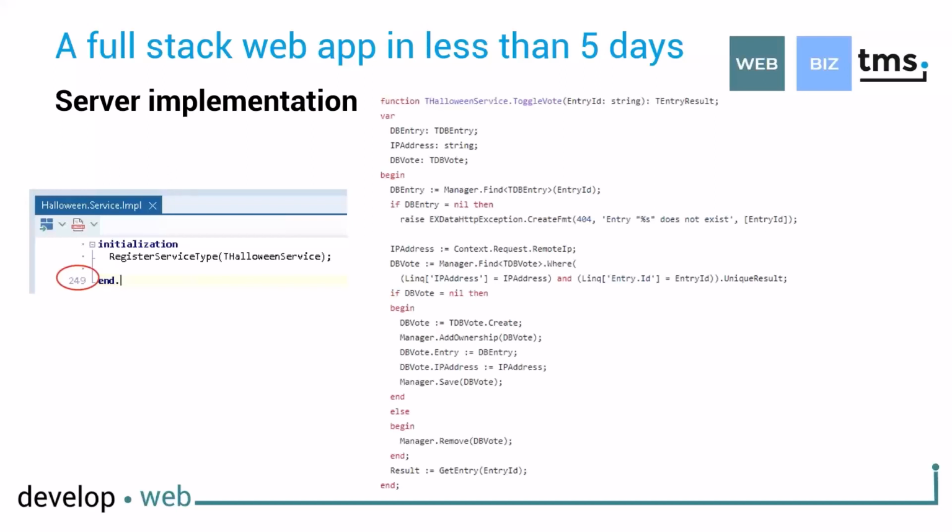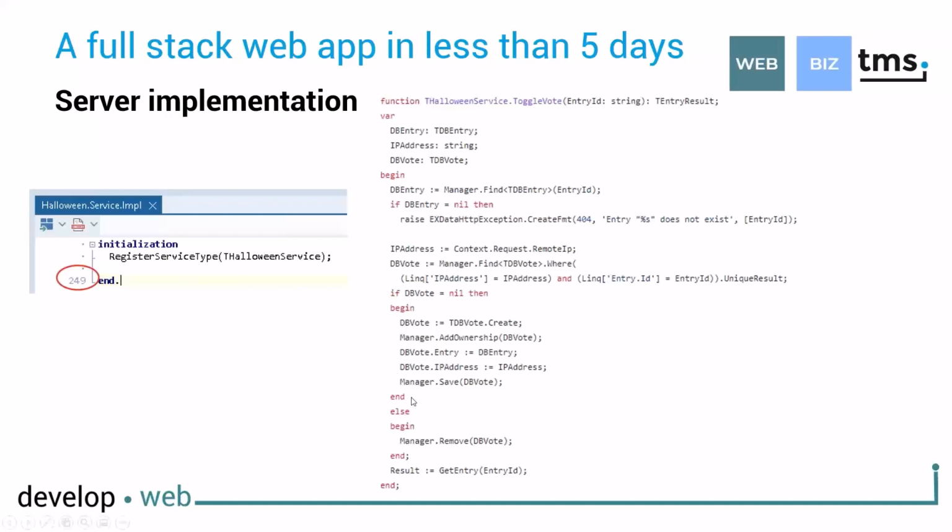And what we do here is actually perform a lookup. You can see that this is using Aurelius because we deal with objects and we use something like the TDBVote, which is the class that represents records in the votes table. And so you can see that we are performing here in code a lookup to see if for this particular ID, the IP address is already there or not.